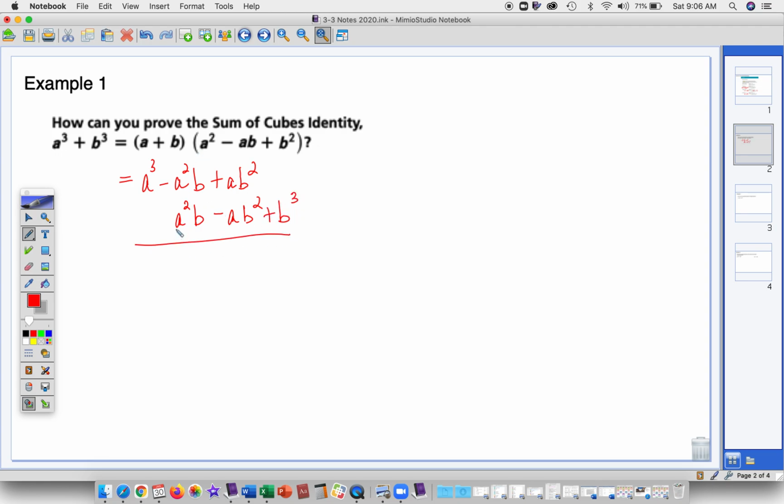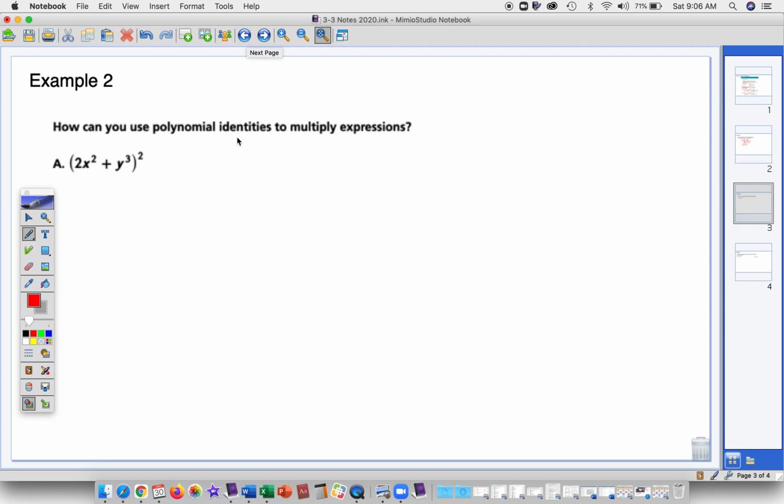So you can see my middle terms are opposites, so they're both going to drop out, and I'm just left with a cubed plus b cubed, which is exactly what I have here. So how can we use the identities to multiply this expression?